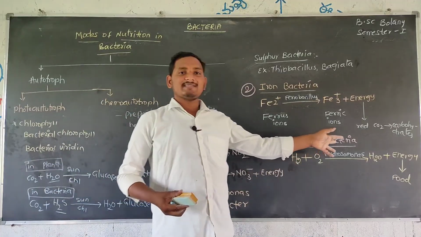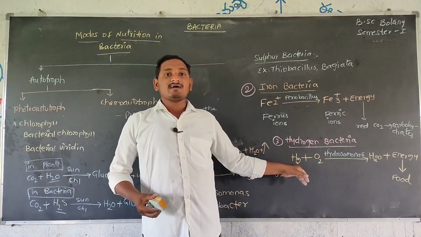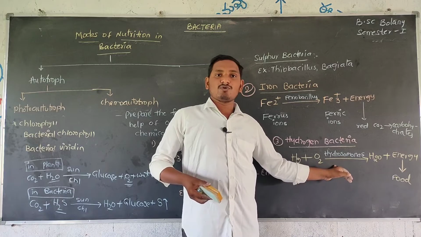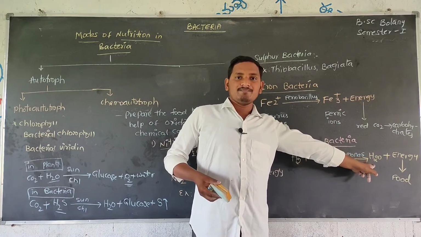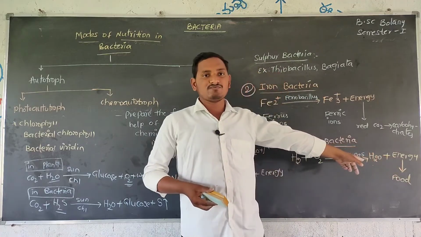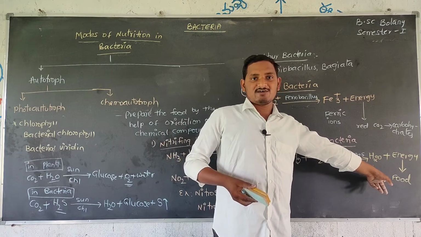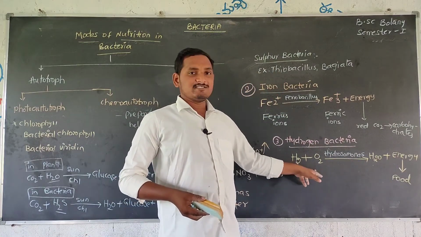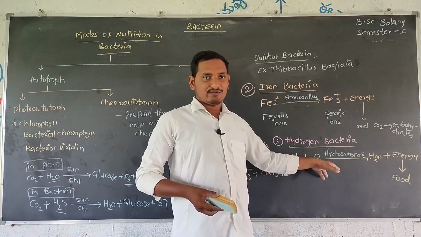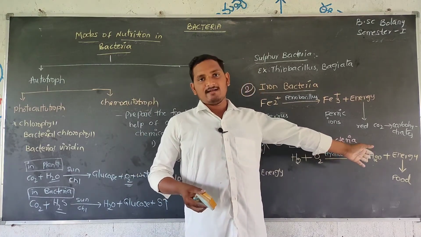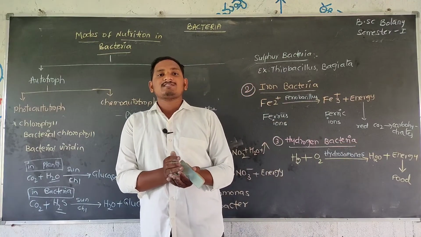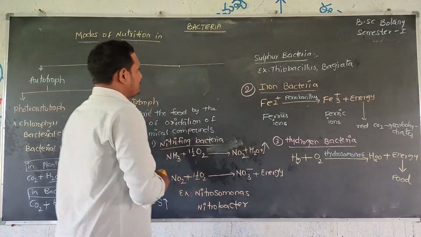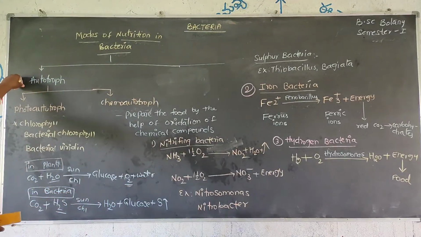So this bacteria oxidizes hydrogen in the presence of Hydrosomonas bacteria, forming water, and ultimately gives energy. That energy is used for the reduction of carbon dioxide into food. So hydrogen is oxidized with oxygen by the bacteria Hydrosomonas, forming water and giving energy, which is used for the reduction of carbon dioxide into food. This is the autotrophic bacteria.